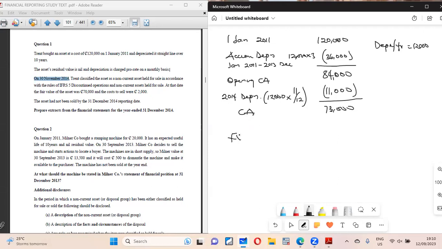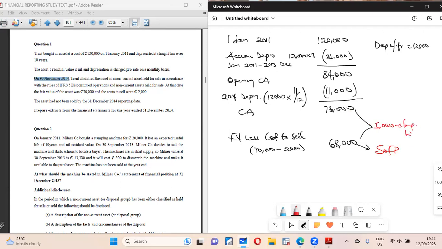Now, the fair value less cost to sell is how much? 70,000 minus 2,000. Exactly. So we will have 68,000. All right. So this is what we need to pick. Remember, we need to pick the lower. Do you remember? Yes. This is what we put to our SOFP, and the difference of how much? 5,000, right? Is an impairment loss. Have you seen how it goes?